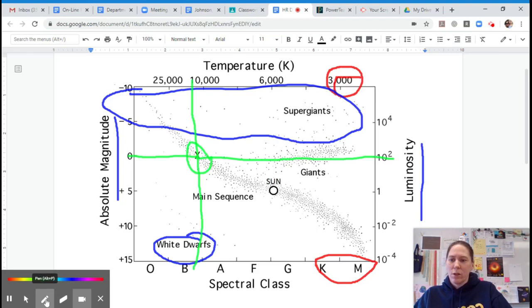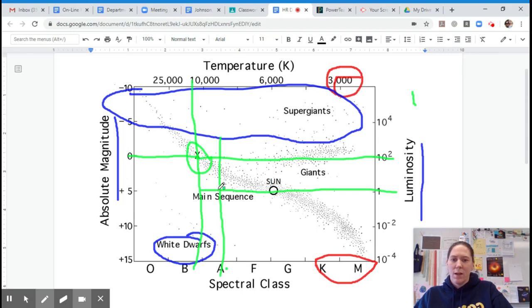The other thing that you could do with this diagram is, if you were told some characteristics, like if I said I've got a star that is a 1 luminosity and an A class star, all you'd have to do is line up where those two things meet. So an A star and a 1 luminosity, and I can tell you exactly where that star plots on the diagram.